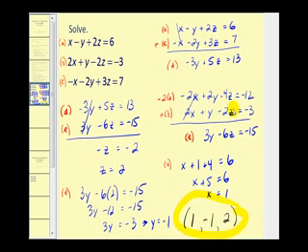Okay, we will take a look at two additional examples in the next video, one where there's no solution and also one where there's an infinite number of solutions.